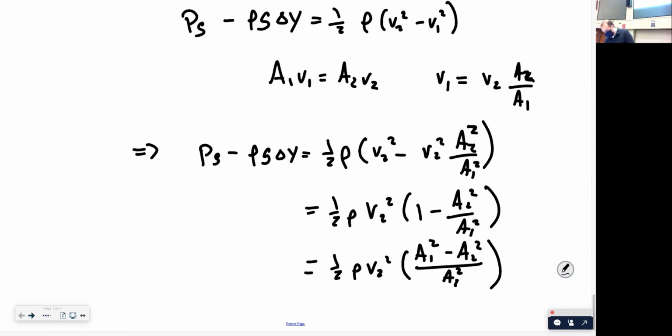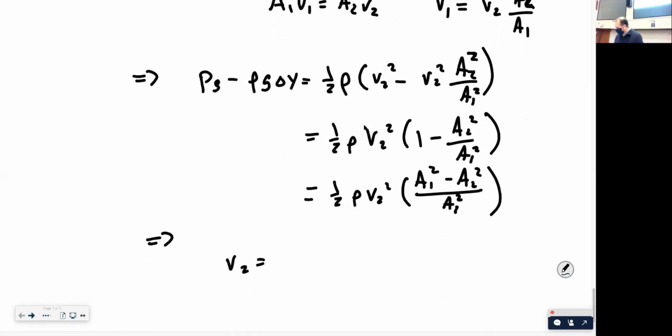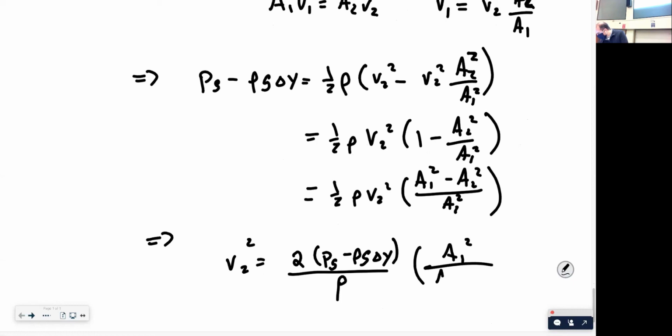Okay, let's solve for V2. I'm gonna have to do this out. I would just skip to the end here, but my notes are wrong now. So V2 squared has to be 2 gauge pressure minus rho G delta Y divided by rho times A1 squared over A1 squared minus A2 squared. Is everybody happy with that? Excellent.